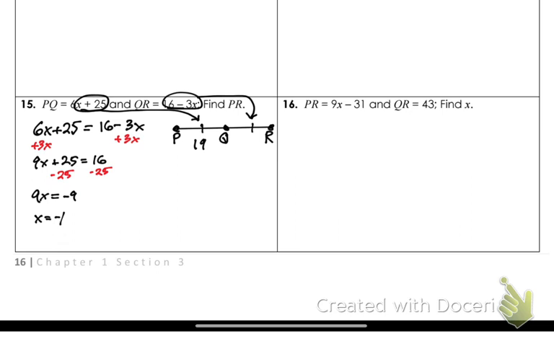Because if I plug in -1 in here, we have 16 minus 3 times -1, which would be 16 plus 3, which would be 19 again. It is a very quick way, because if I see they both come out to 19, I did it correct. And now I just have to say, oh, then the entire length PR equals that, 38.